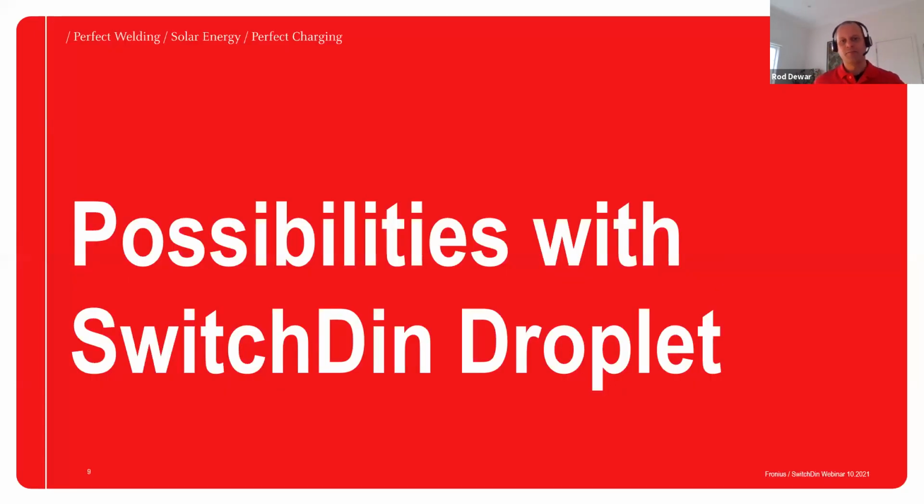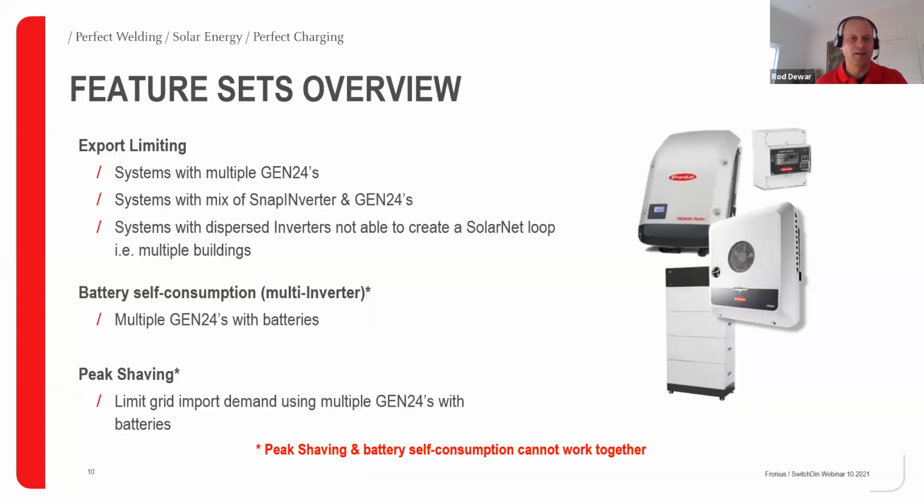Okay, so getting to what are the possibilities? Ahmed's covered off quite a lot of things there, so I just wanted to recap on some of that, so it gives you a bit of an overview. We'll start off with the feature sets that you can provide, or they can provide, with the Fronius now.